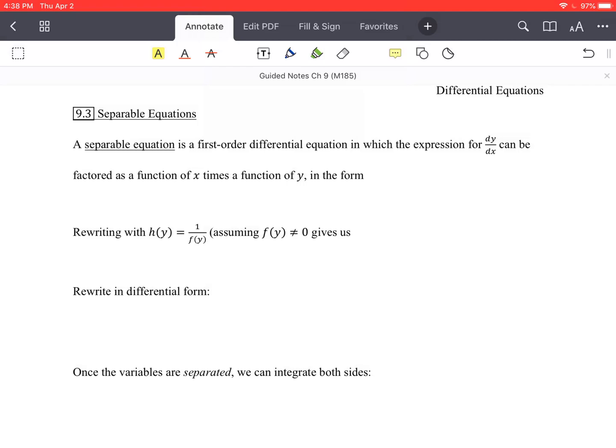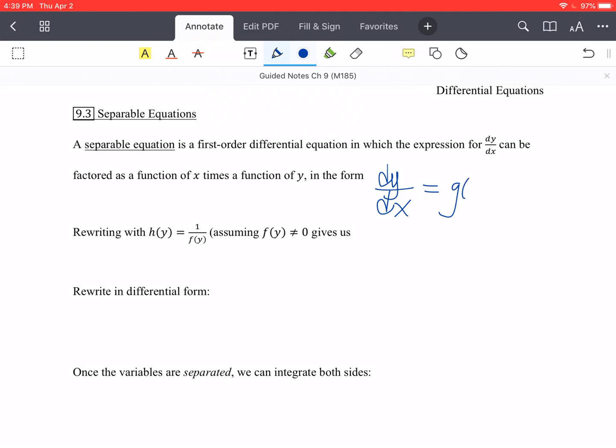Alright, on to section 9.3. So a new type of differential equation. These are separable differential equations. A separable equation is a first-order differential equation in which the expression for dy/dx can be factored as a function of x times a function of y. So it has the form dy/dx equals g of x times f of y.